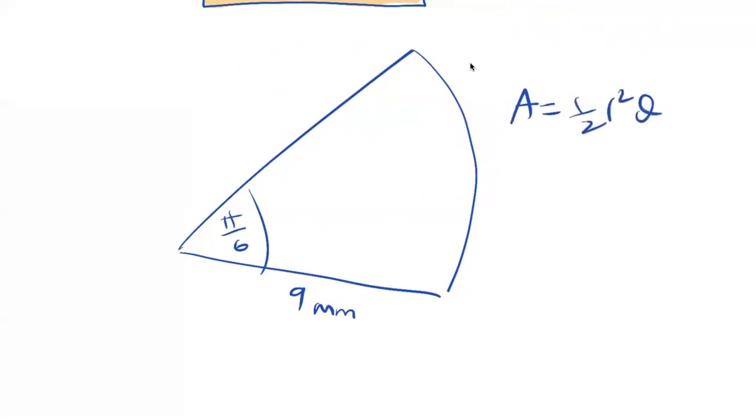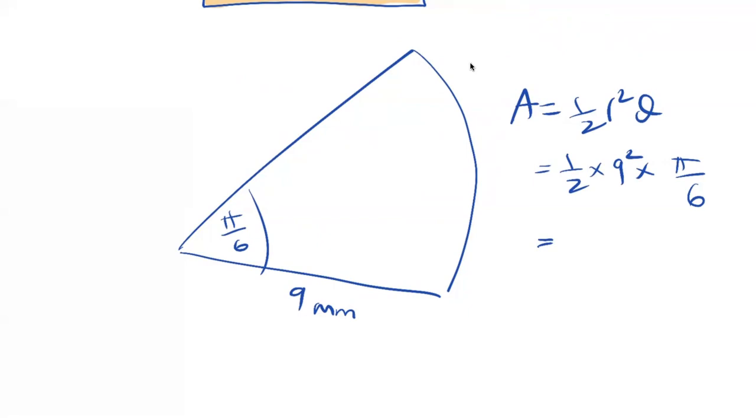So here I've got a sector with an angle of pi over 6 and a radius of 9 millimeters. Again, you'll probably be told that this is a sector that forms part of a circle. I haven't drawn the circle in there. You don't need to do that every time. So write out the formula, a half r squared theta, and then substitute: a half times 9 squared times pi over 6. And you just put that on the calculator.